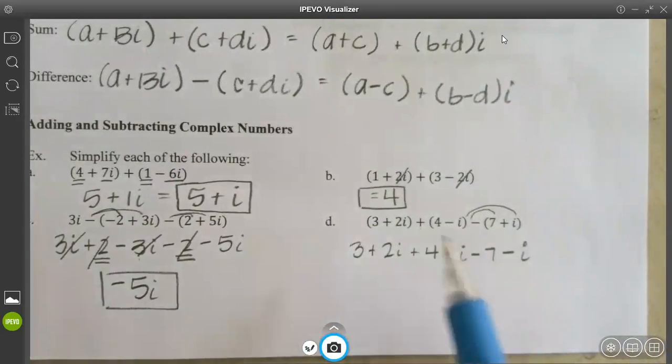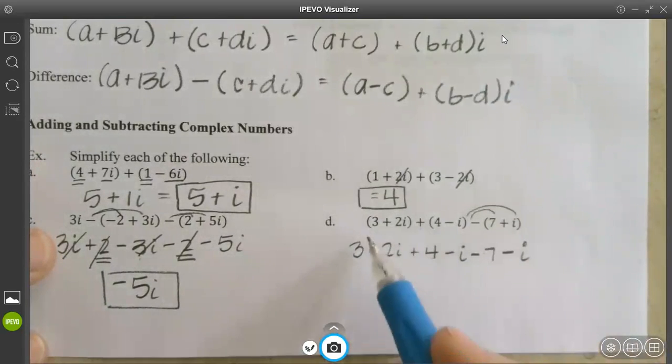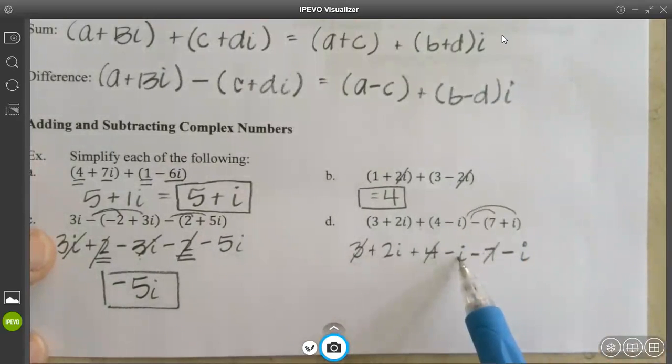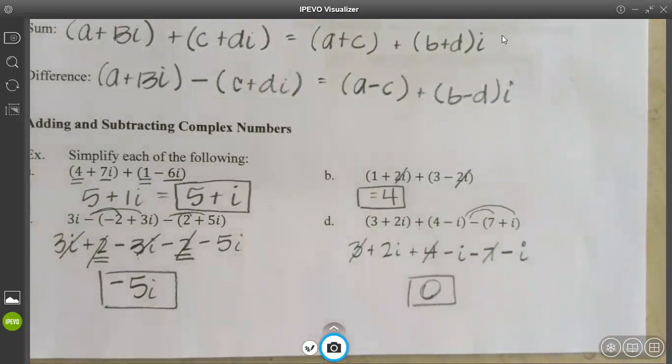Add your like terms. What's 3 plus 4? 7. What's 2 minus 1? 1. So your answer is 7 plus i.